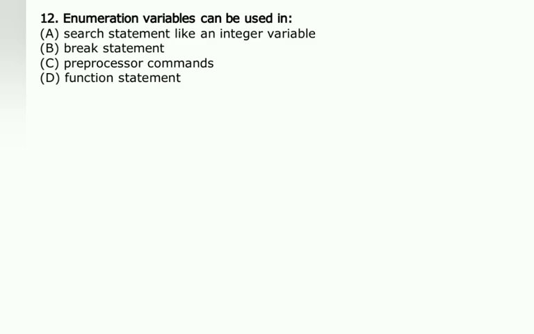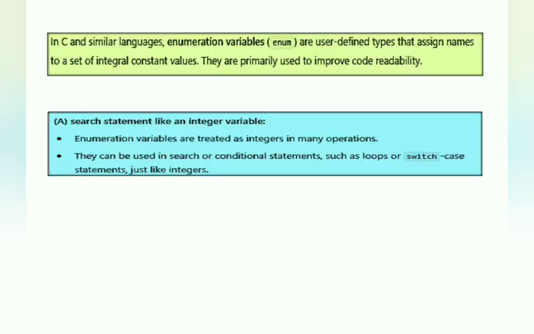For example, in C and similar languages, enums are user-defined types that assign names to a set of integer constant values. They are primarily used to improve code readability. So here the answer is such a statement like an integer variable. Enum variables are treated as integers in many operations. They can be used in search or conditional statements such as loops and switch case statements, just like integers.